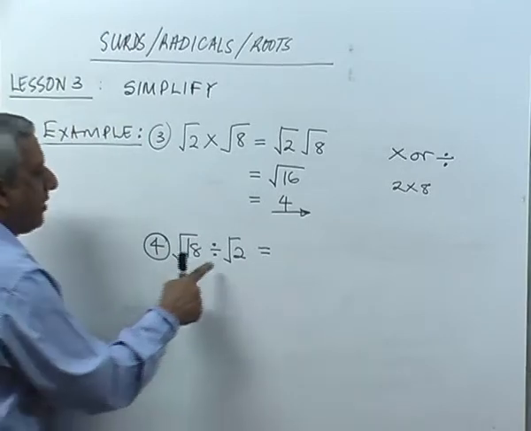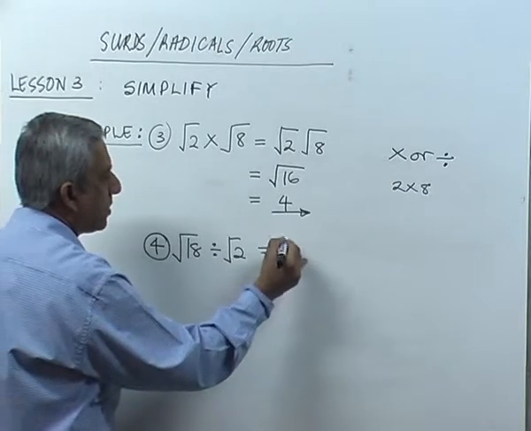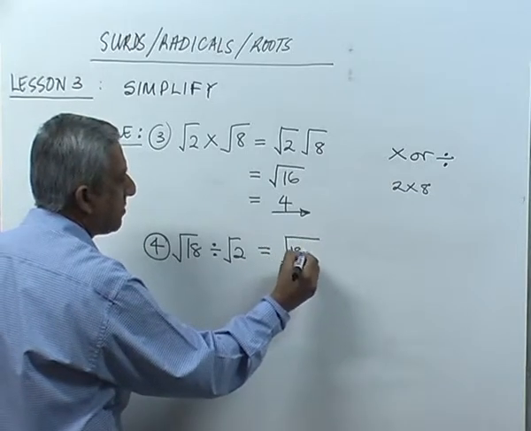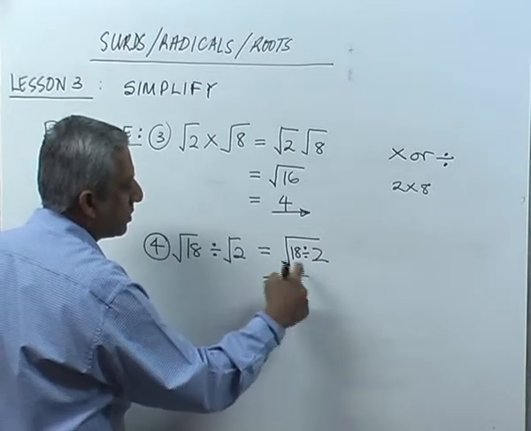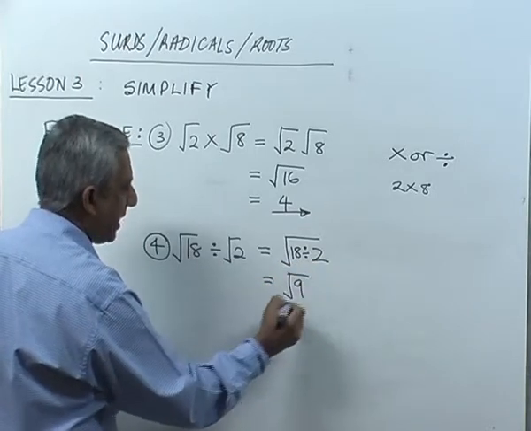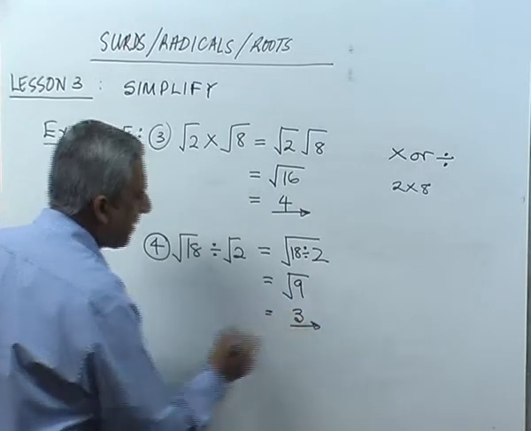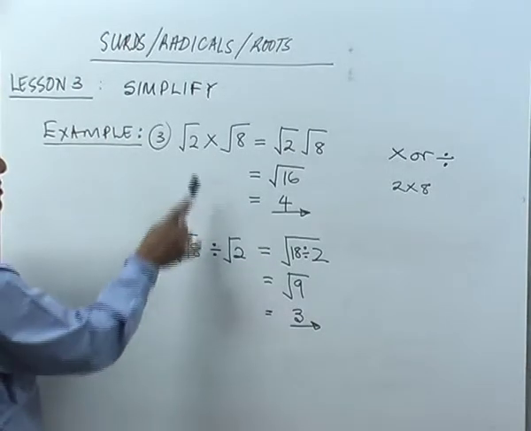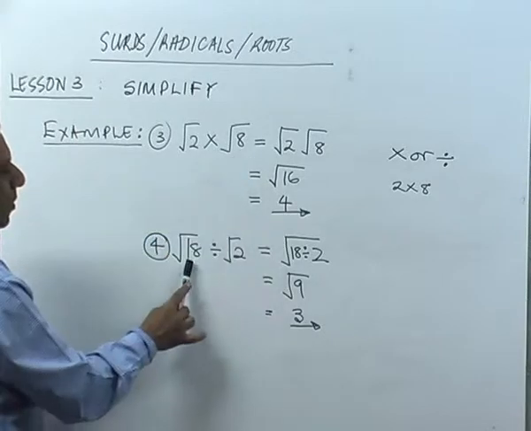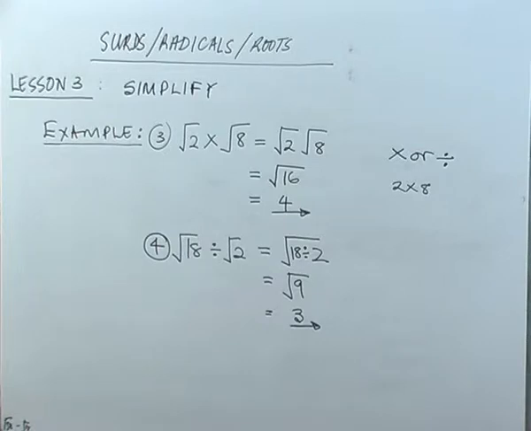Okay, so if it says division, you can divide those numbers. So it will become square root of 18 divided by 2, that becomes square root of 9. And the square root of 9 is 3. So when there's multiplication and division, you can just multiply the numbers or just divide the numbers. Right? I'm going to do one more example, number 5.